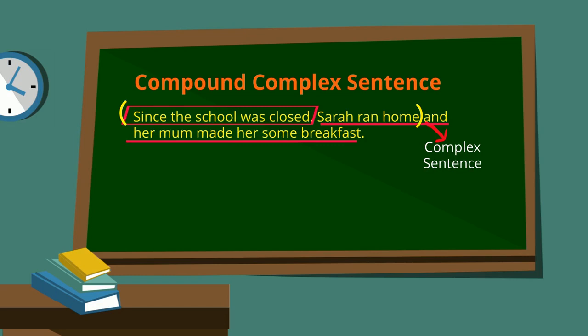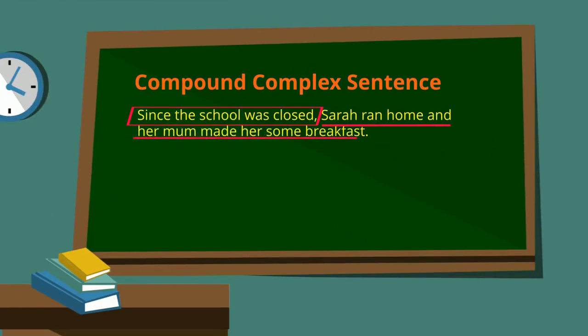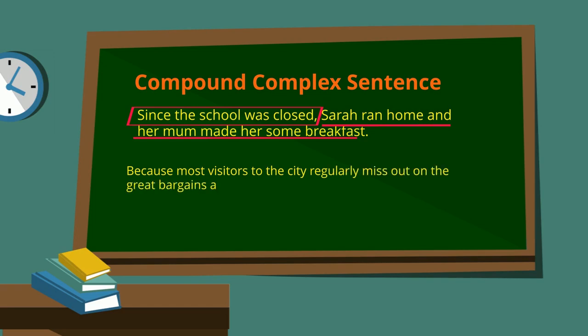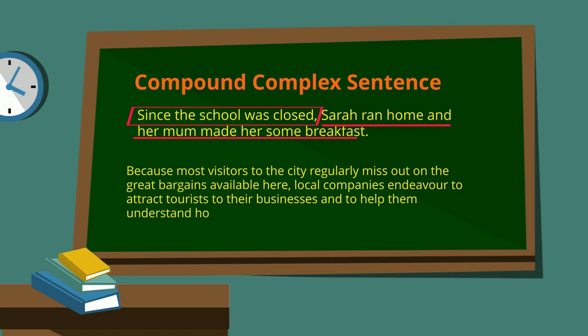As complex sentences go, this is a fairly straightforward example, but they can come in lots of guises, containing lots more information, while still conforming to the compound complex structure. Soak this one up. Because most visitors to the city regularly miss out on great bargains available here, local companies endeavor to attract tourists to their businesses and to help them understand how to access the best deals the capital has to offer. There is a lot going on in this sentence, but on closer examination, it follows the same structure as the previous one.